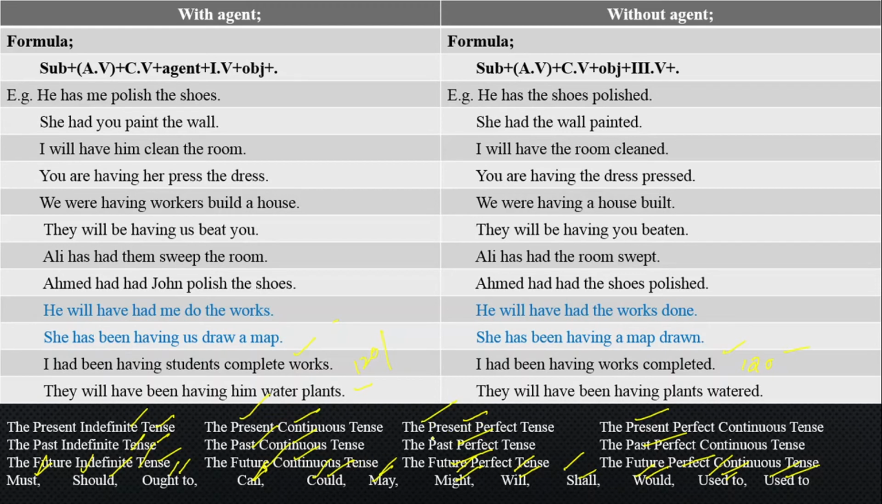They had in water plants. They had not had in water plants. Had they had in water plants? Had they not had in water plants? Hadn't they had in water plants?